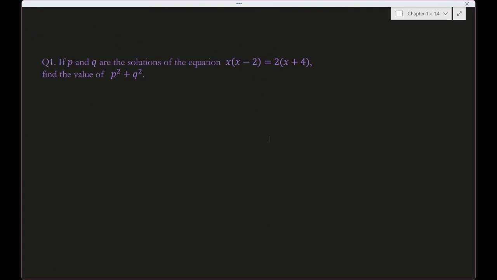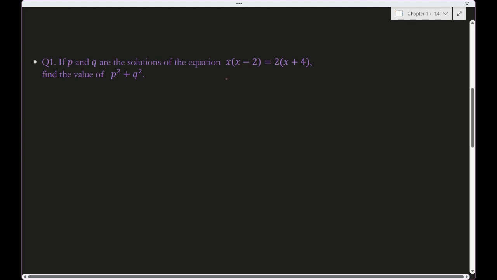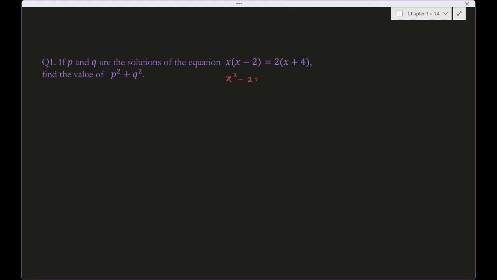Question number 1 is asking us to find the value of P square plus Q square. So the first thing we can do here is just to expand this so that we have x squared minus 2x equals 2x plus 8. And we will have x squared minus 2x, then minus 2x, minus 8, this will be 0. So this is x squared minus 4x minus 8 equals 0.